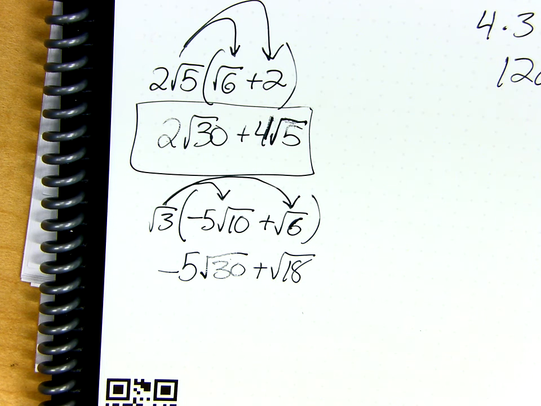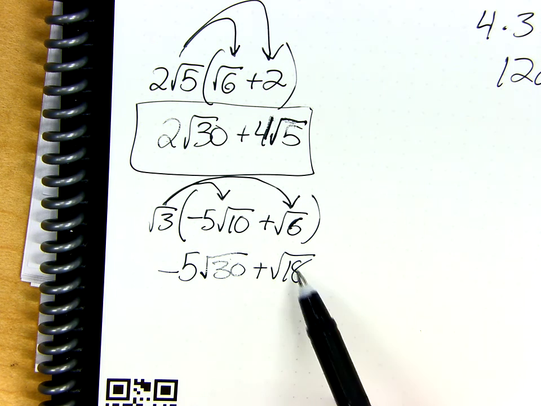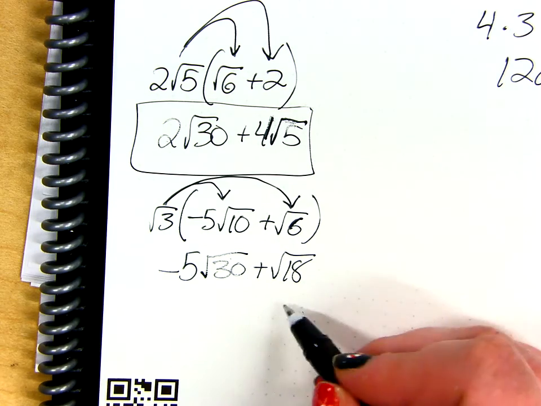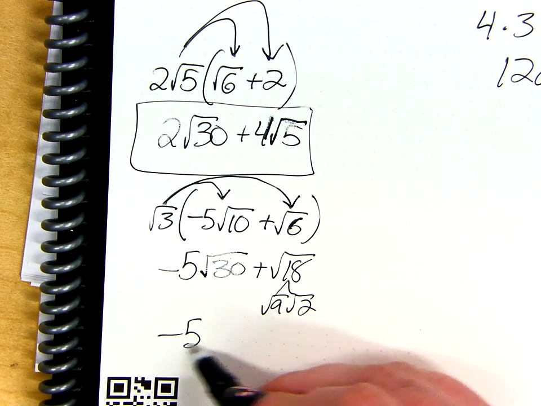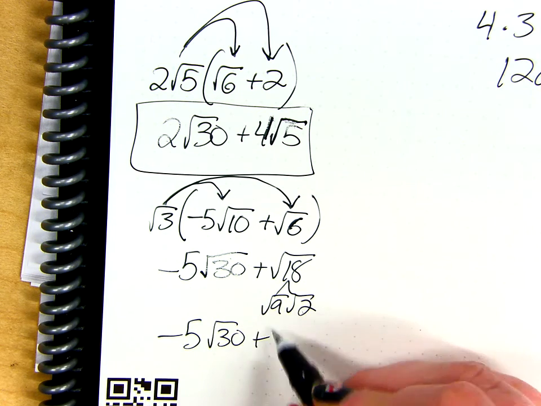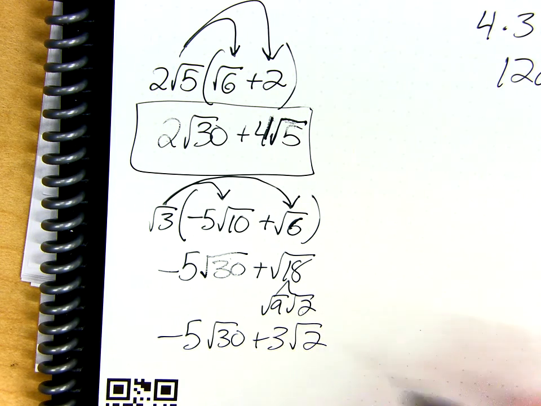All right, so now I'm here. Maybe I'm done, maybe I'm not. We've already talked about how 30 doesn't have any perfect square factors in the last problem, but this guy does. So even though I'm probably not going to be able to combine them, you do need to simplify this one. So that splits into what, 9 and 2? So I get negative 5 root 30 plus 3 root 2. And that's as far as I can go. I'm done.